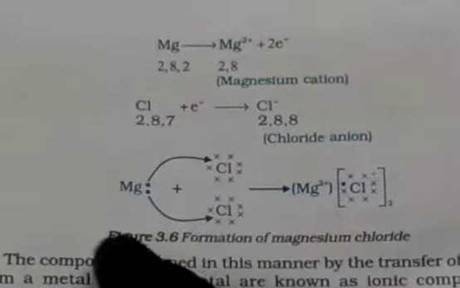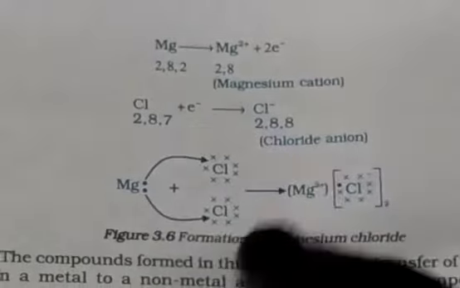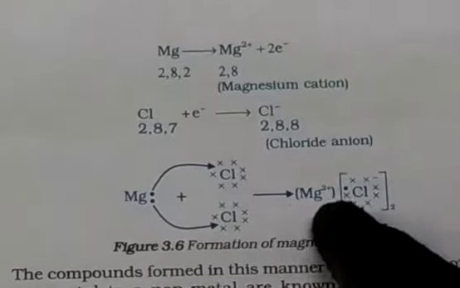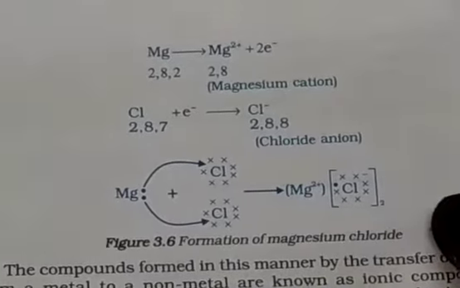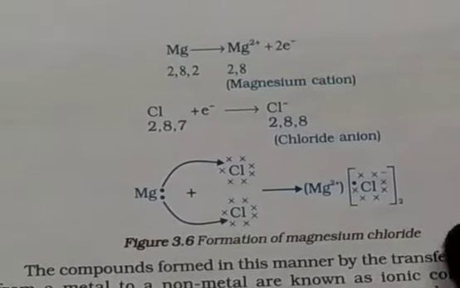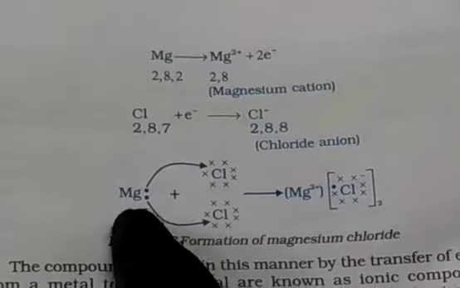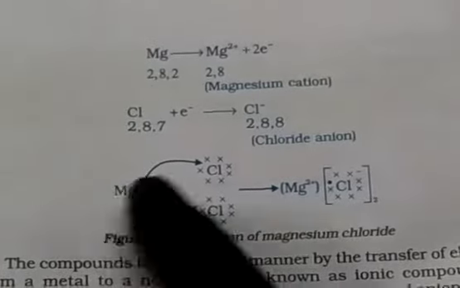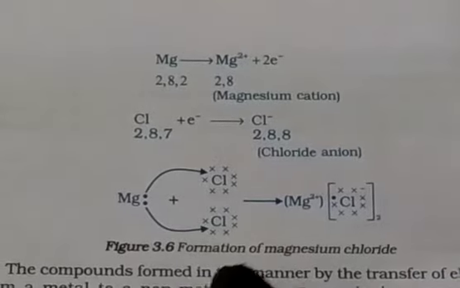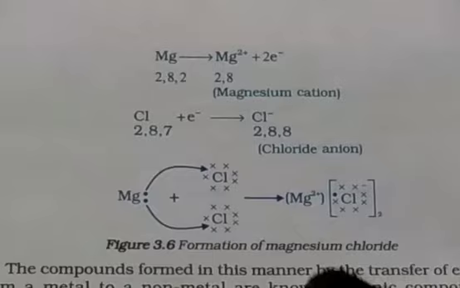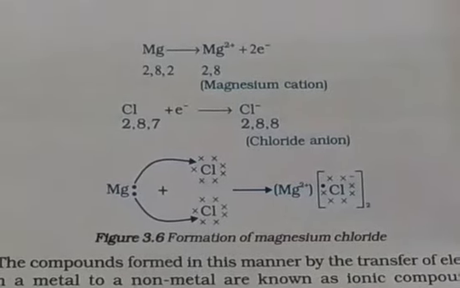So this magnesium is attaching with 2 electrons, 2 chlorine atoms. Therefore, we will write MgCl2. Cl2 means there are 2 atoms of chlorine combined with 1 atom of magnesium. This is how the electronic configuration or the dot structure takes place.